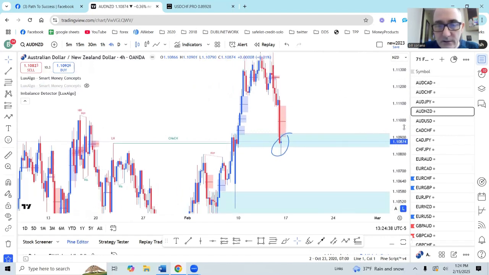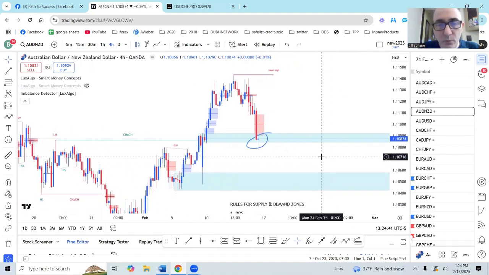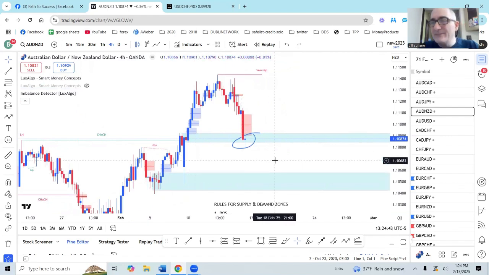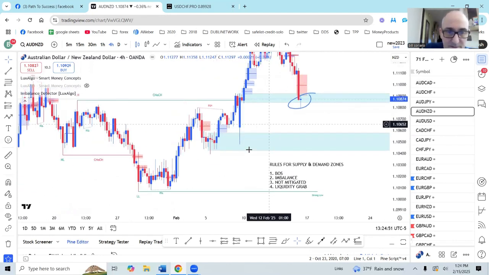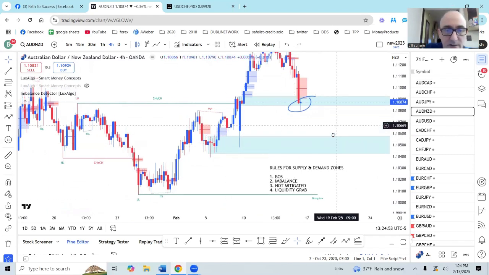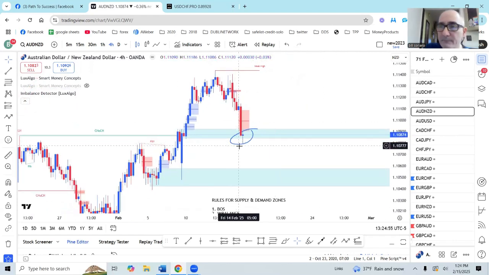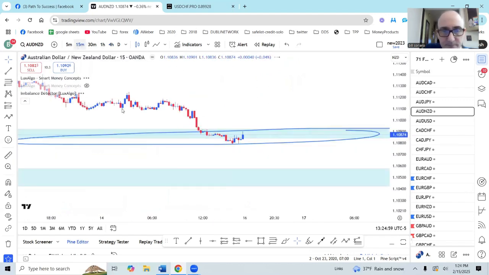So that's why it's important to look at the zones below, even though they may not be valid. This really is nowhere near an extreme zone, right? There's another area down here. So you wouldn't want to trade from that until you drop down to the 15-minute.